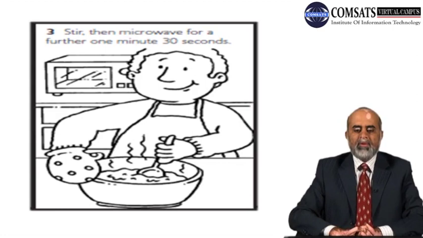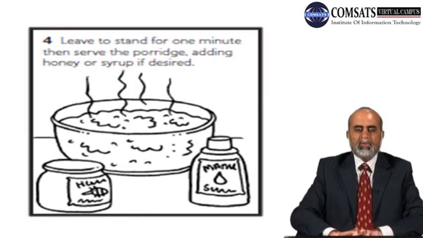Then microwave for a further 1 minute 30 seconds. So step number 3 is that you stir it and then you place it in the microwave for another minute and 30 seconds. Okay, we move on to the 4th step. Step number 4 is leave to stand for 1 minute, then serve the porridge, adding honey or syrup if desired. Syrup means sugary liquid with sugar in it.